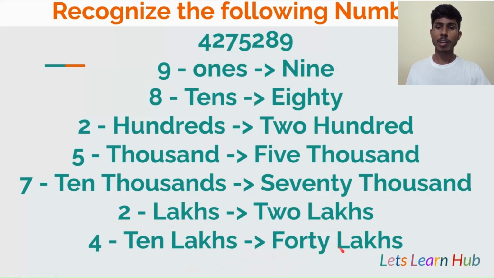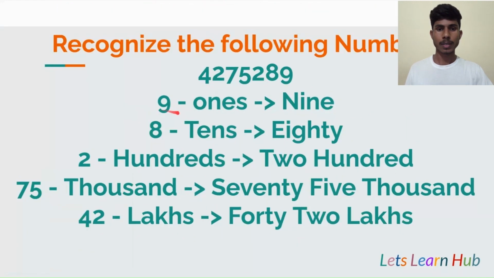Okay, and we need to combine all these now to get this number. Before combining, there are 2 lakhs and 40 lakhs, and there are two thousands. One is 5,000 and another is 70,000. So we need to combine these thousands first and these lakhs first, and then we have to combine all. So if we combine these lakhs, that is 40 and 2, you'll get 42 lakhs. And if we combine these two thousands, then we'll get 75,000.